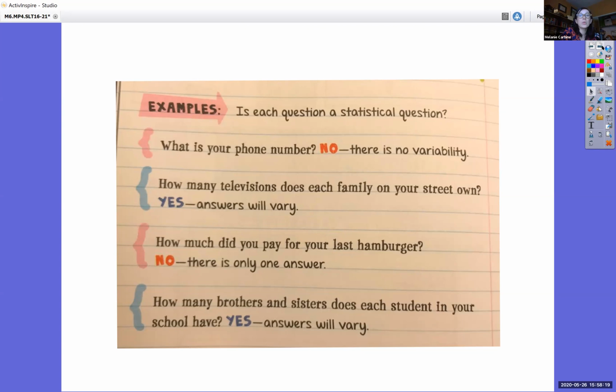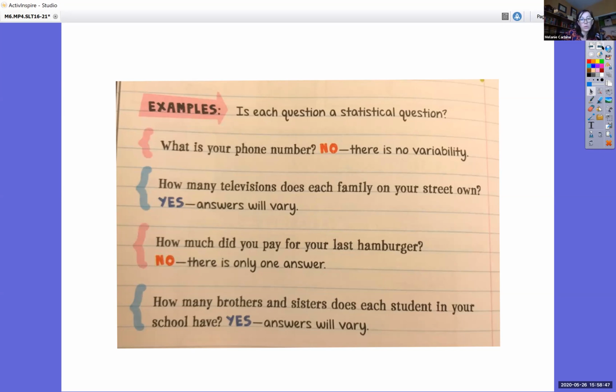I could ask you, how much did you pay for your last hamburger? That wouldn't be statistical. But if I said, how much does a hamburger cost in Silver Spring, Maryland, then I could go find out how much it costs at McDonald's and Arby's and BGR and some restaurants. They would all have a different price. So it would be statistical.